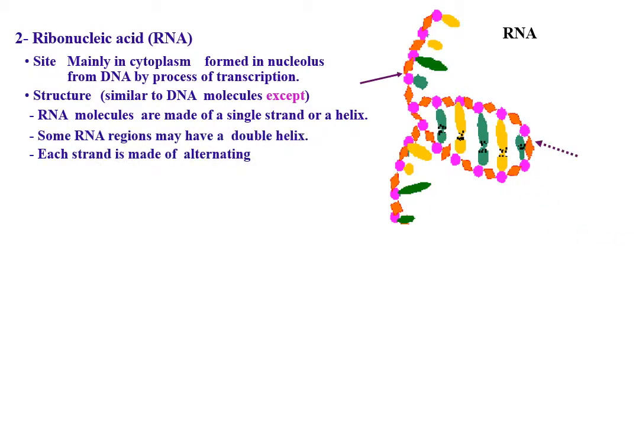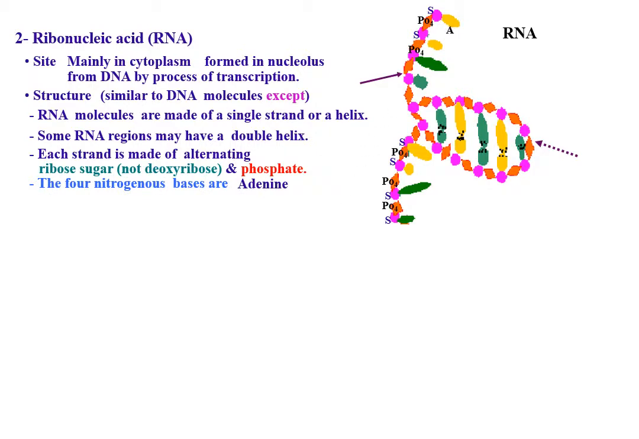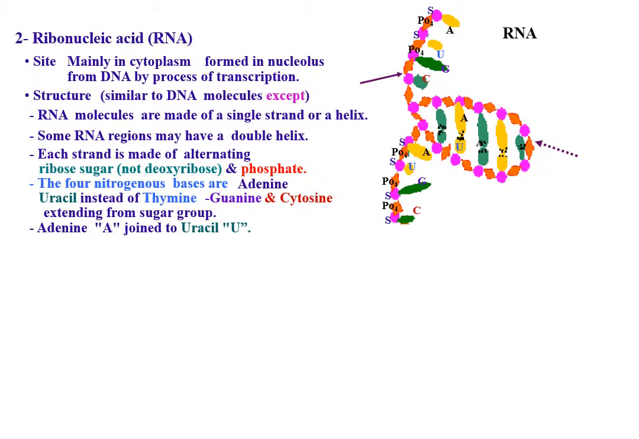Each strand is made of alternating ribose sugar, not deoxyribose, and phosphate. The four nitrogenous bases are adenine, uracil instead of thymine, guanine, and cytosine, extending from the sugar group. Adenine is always joined to uracil, while guanine is always joined to cytosine by a hydrogen bond.